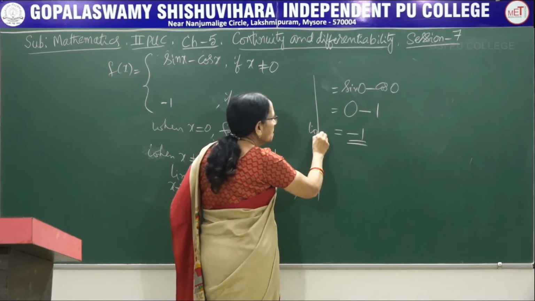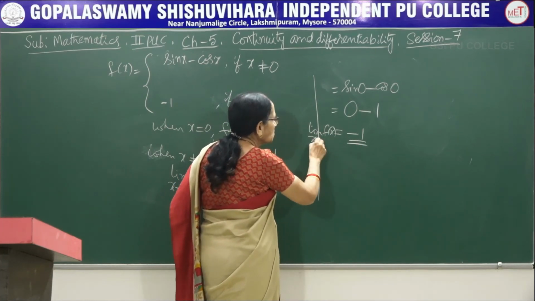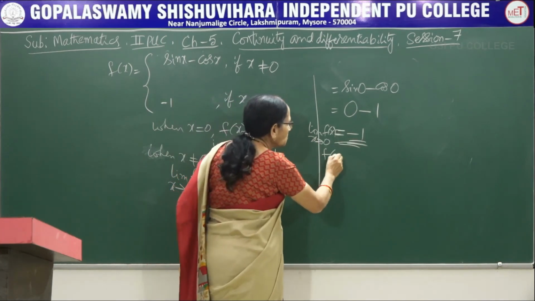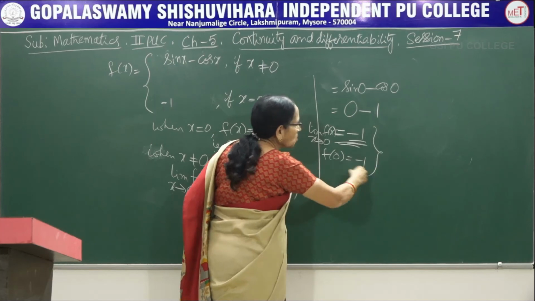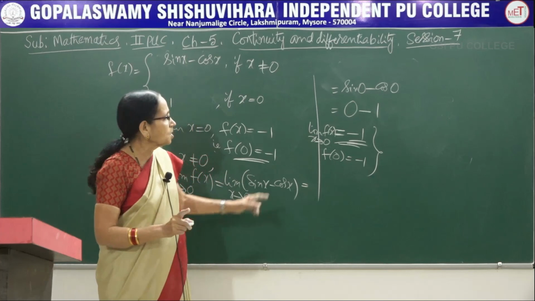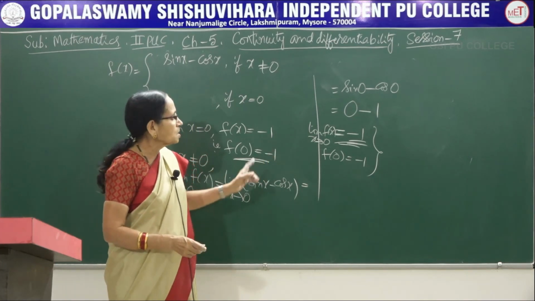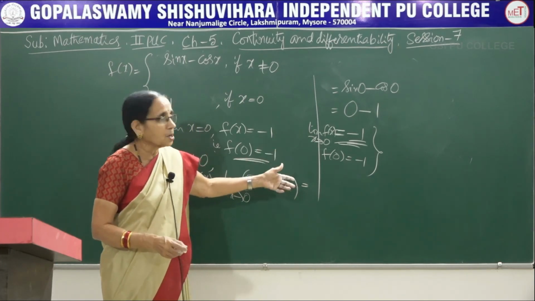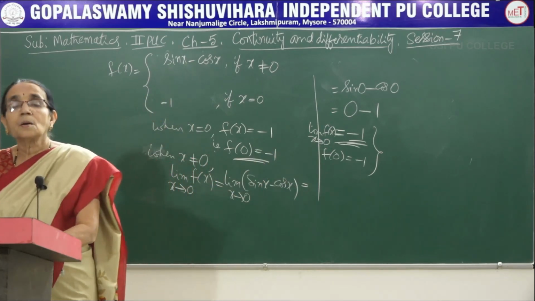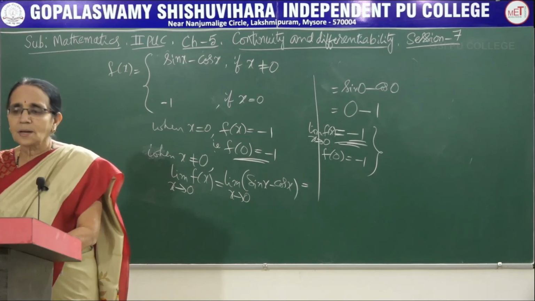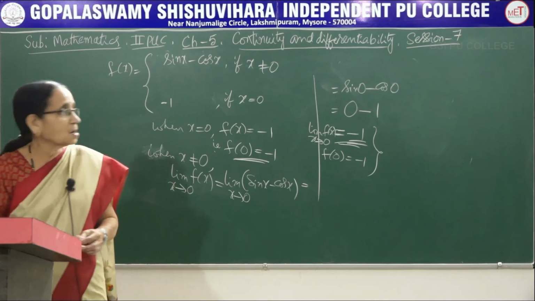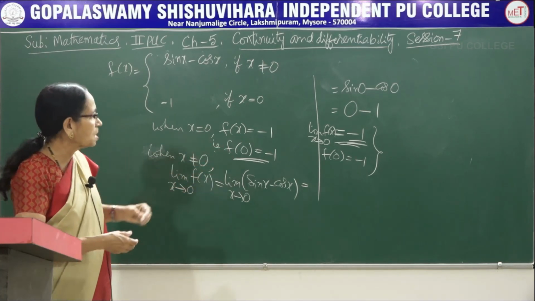So, what do you get here? Limit of f(x) as x tends to 0 is equal to minus 1. And what is the value of the function? That is also equal to minus 1. So, the limit of the function f(x) as x tends to 0 is equal to minus 1. The value of the function at x equal to 0 is also equal to minus 1. So, in this case also we observe that both the limit as well as the value of the function are equal to each other. That means that it is continuous at that particular point 0.